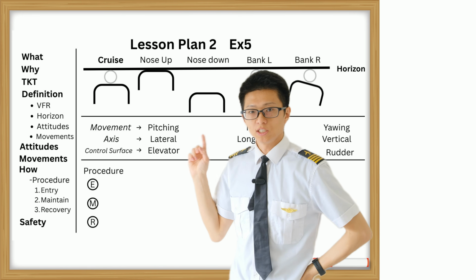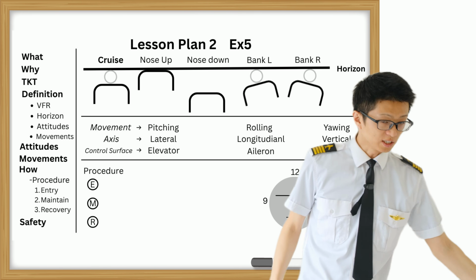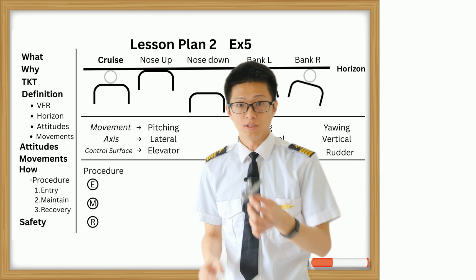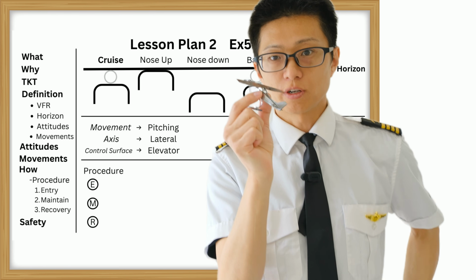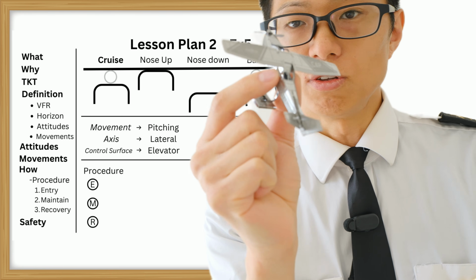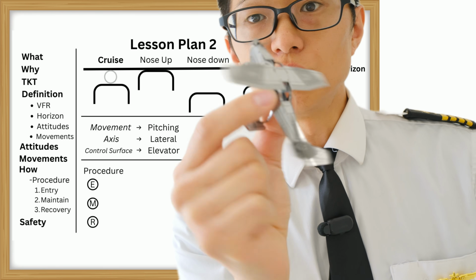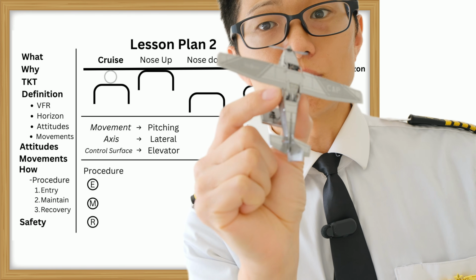Okay, next one is TKT, threshold knowledge test. Okay, so I have this beautiful small airplane right here. It cost me $30 and also took me almost 3 hours to build up.